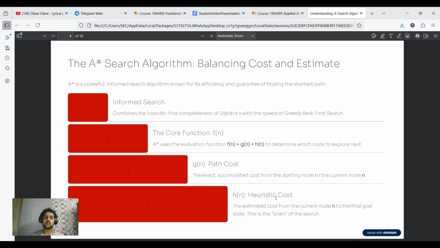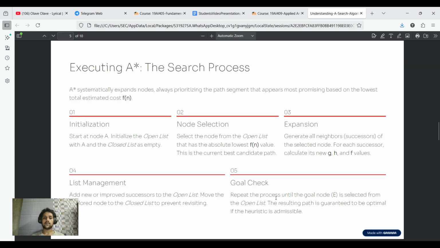Third one is g of n. What is g of n? g of n is the path cost in the graph, the exact accumulated cost from the starting node to the current node n. Fourth one, h of n. h of n is the heuristic cost. It estimates the cost from the current node to the final goal. It is called h of n. Now we are going to execute the A star searching process one by one.